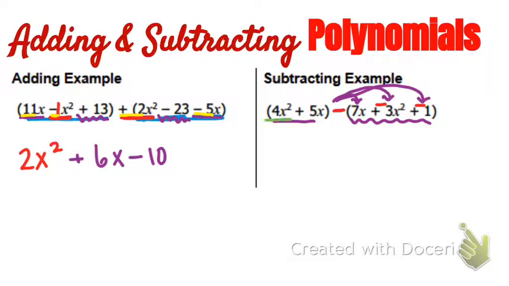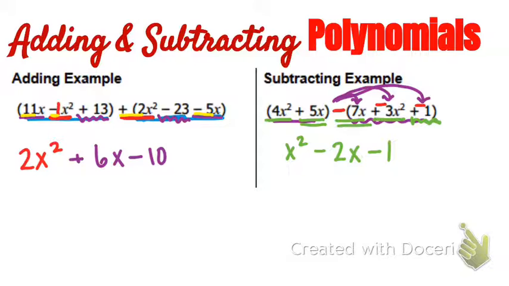We have 4x squared minus 3x squared. 4 minus 3 is 1, so we have 1x squared. And then 5x minus 7x is negative 2x, because 5 minus 7 is negative 2. And then there's nothing to add or to combine with that minus 1.